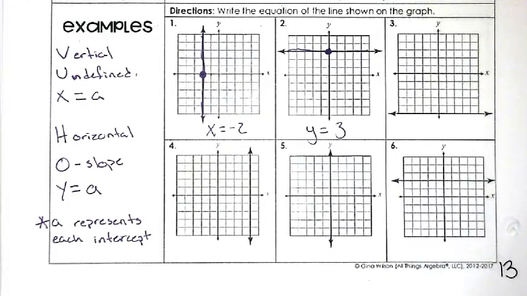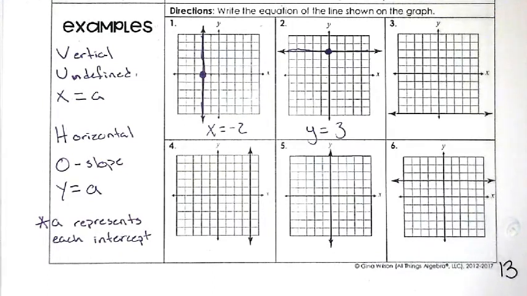Sweet. Y equals -5 for 3 is correct. 4 is x equals 4 because it's a vertical line. 5 is x equals 0, because it is again a vertical line, but it is on the y-axis. Okay. And then 6 is y equals 2 because it's a horizontal line, so it's a y equals.